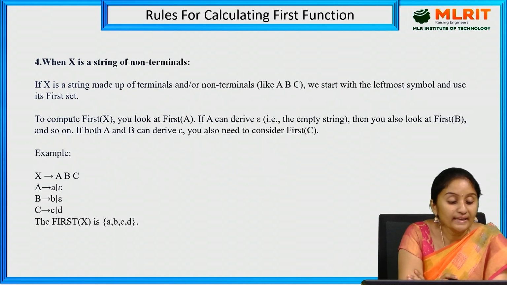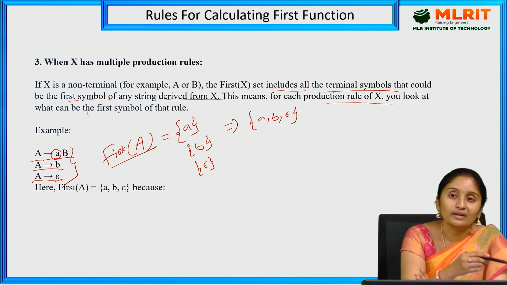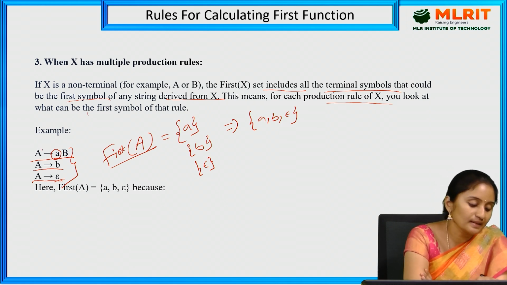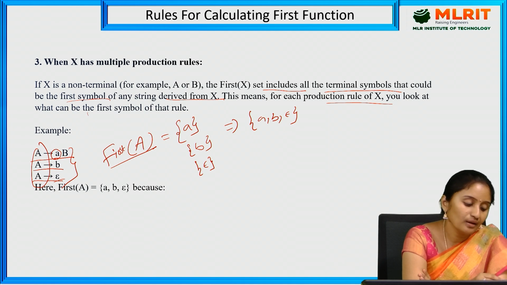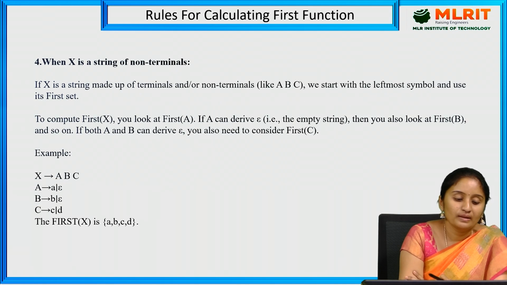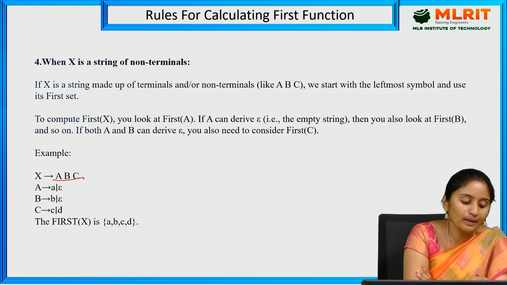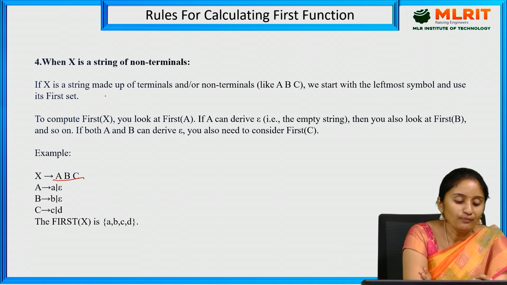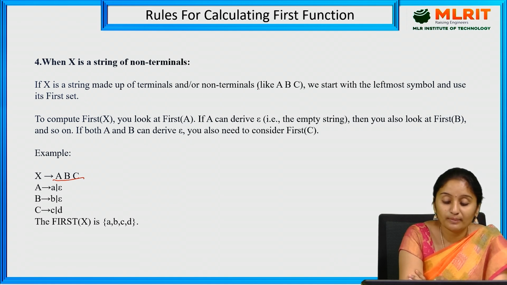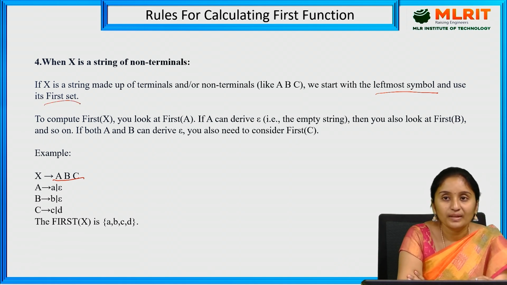Then the fourth rule: when X is a string of non-terminals. Here we have seen multiple productions, where on the left-hand side we have multiple productions of the same non-terminal. Now, when X is a string of non-terminals, in the right-hand side I have a combination of non-terminals, for example A, B, C. If X is a string made up of symbols like A, B, C, we start with the leftmost symbol and use its first set.